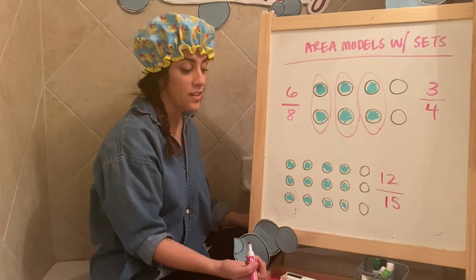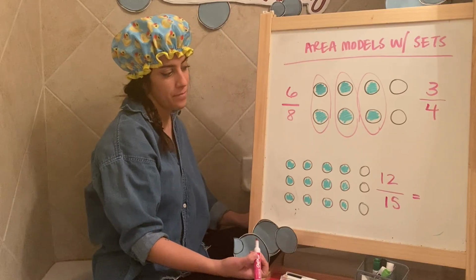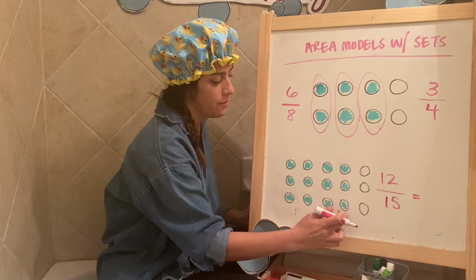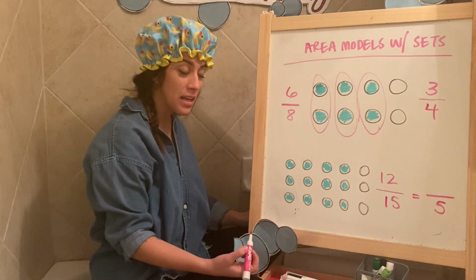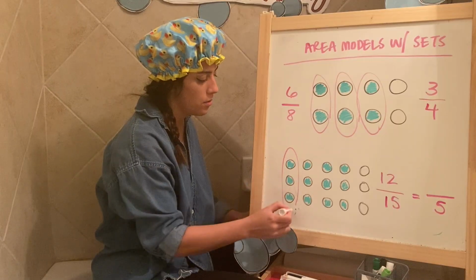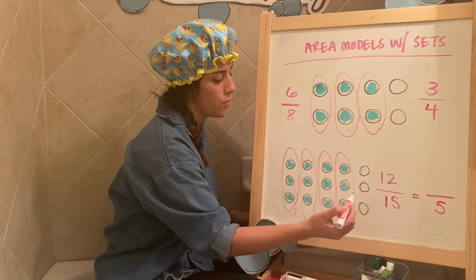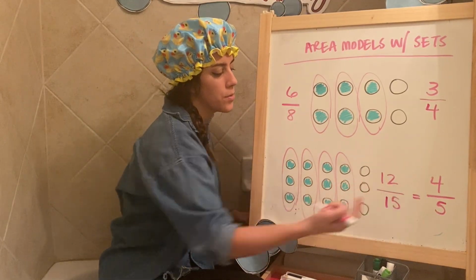What's another way I can look at this? How many groups of 3 are there? 1, 2, 3, 4, 5. I have 5 groups of 3. How many of these groups are totally shaded? 1, 2, 3, 4. 4 out of 5 groups are shaded. 12/15 equals 4/5.